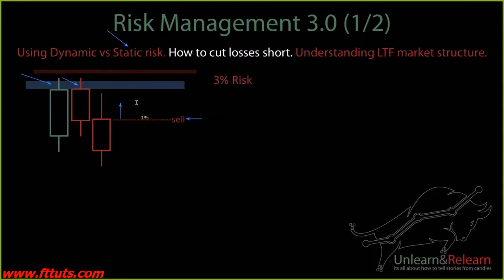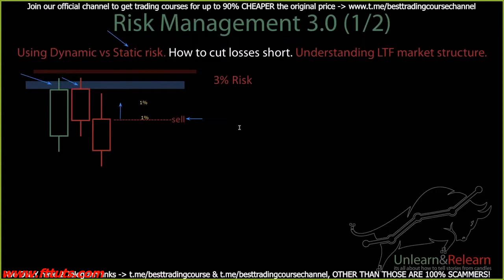I might want to add another 1% right over here, right? And now you have a total of 2% running. This is dynamic risk now. Right now you have 2% running and your stop loss is the same. The benefit of this, I'll tell you what's the benefit of dynamic risk.